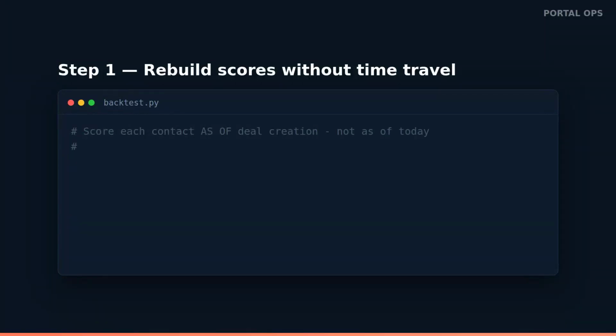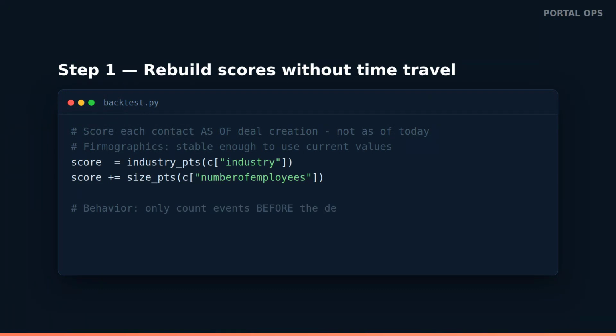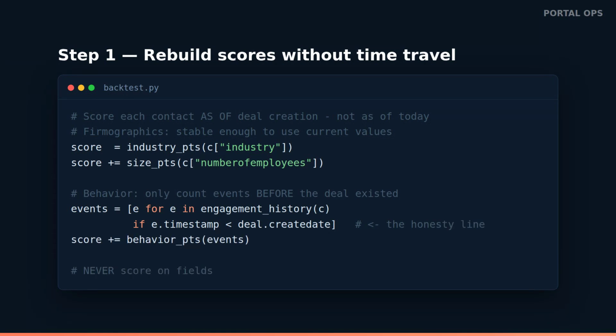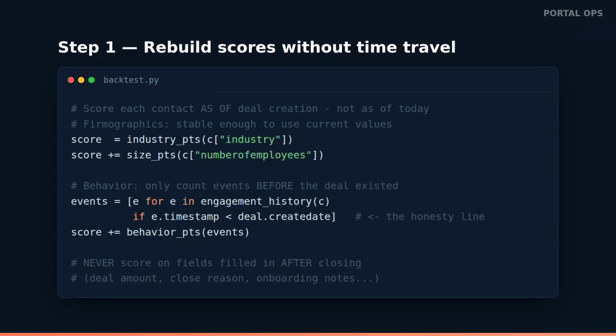Step 1, and it's where most backtests quietly cheat. Rebuild each contact's score as of the moment their deal was created, not as they look today. Firmographics like industry and company size are stable enough to use current values. But behavior is a time series, so filter the engagement history to events that happened before the deal existed. That filter is the honesty line of the whole exercise.